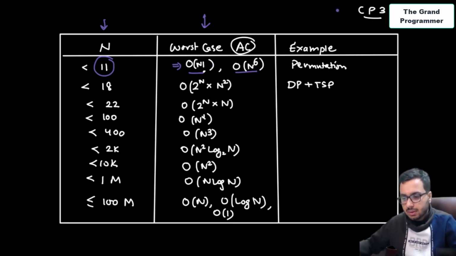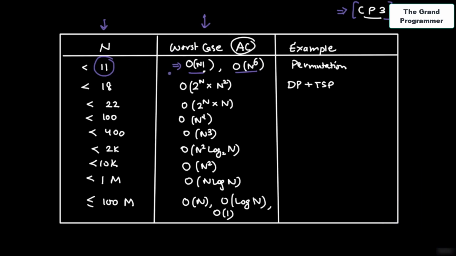I referred to this table from the CP3 book, a popular book by Steven Halim on competitive programming, and he has given some examples. For example, if n is of the order 10 power 18, you can solve a problem up to a certain complexity, like n square into 2 raised to the power n. These constraints are written so that the total number of operations still remains of the order 10 power 8. So if you increase the complexity by a factor of n or log n, it is going to exceed this number of operations and you're going to get a time limit exceeded error.